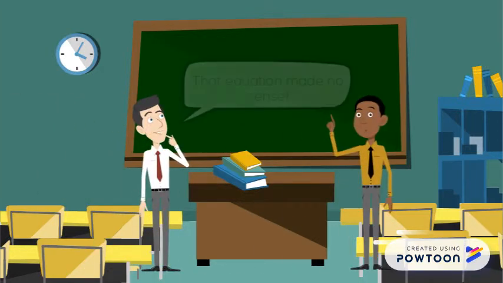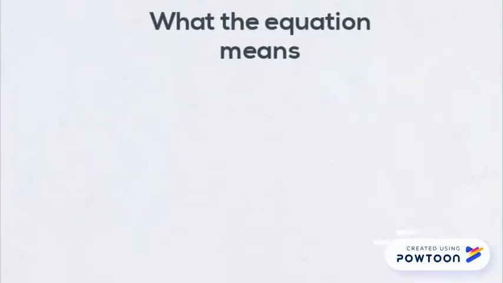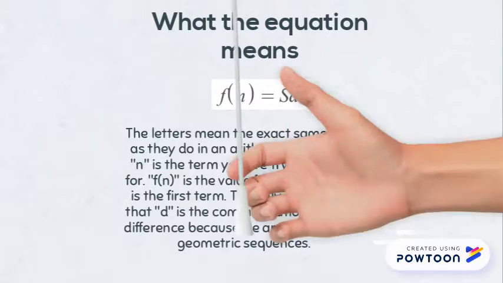That equation made no sense. The letters mean the exact same thing as they do in an arithmetic sequence. N is the term you're trying to solve for, f of n is the value of the term n, s is the first term, and the only difference is that d is the common ratio instead of difference because we are working with geometric sequences.